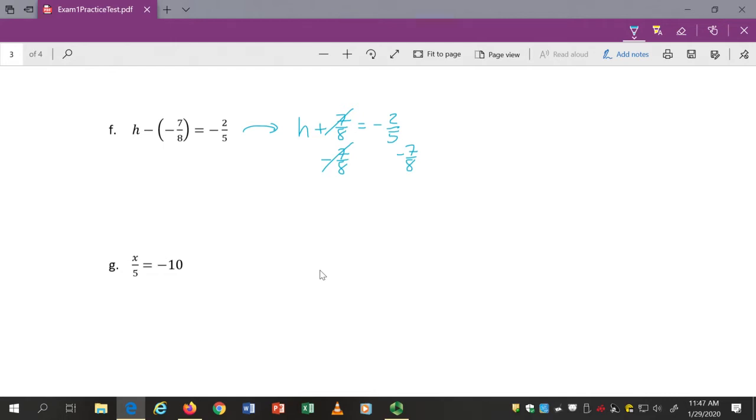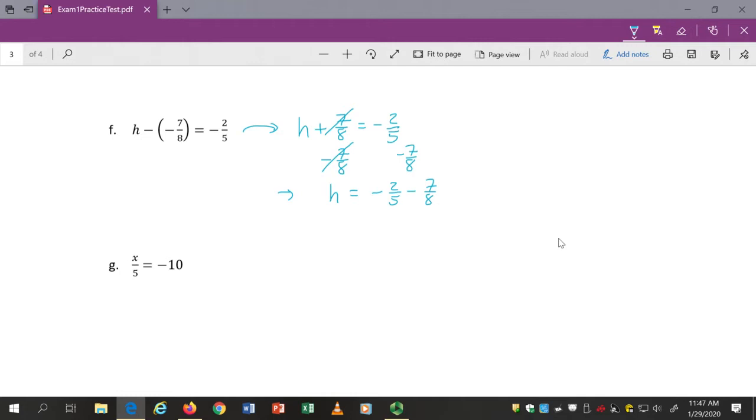Then you have this minus 7/8 on both sides. So what we'll have is an h on that side. Now we just have to figure out, what is negative 2/5 minus 7/8? So we need to combine those two fractions. The problem is we can't, like the one you asked about from the quiz, because they don't have common denominators. So we have to bring them up to common denominators.